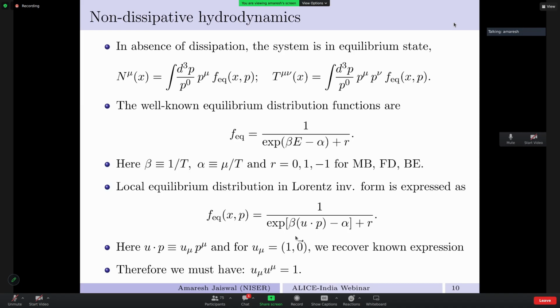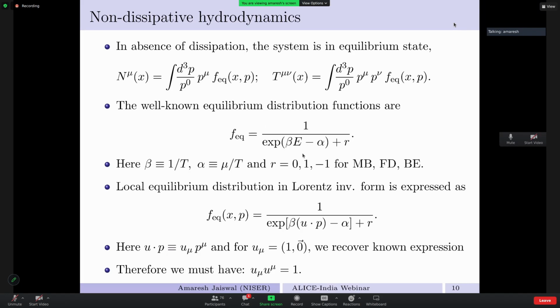So u·p is something which I define such that u^μ is like a velocity four-vector. This (1, 0) means that the three-velocity is zero, which implies that I am locally at rest with the fluid. So u^μ = (1, 0) means there is no three-velocity, I am at rest with the fluid, and in that case the distribution function is the well-known distribution function that we already know.